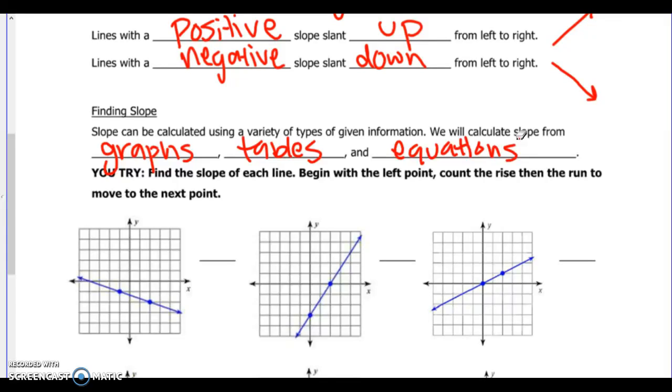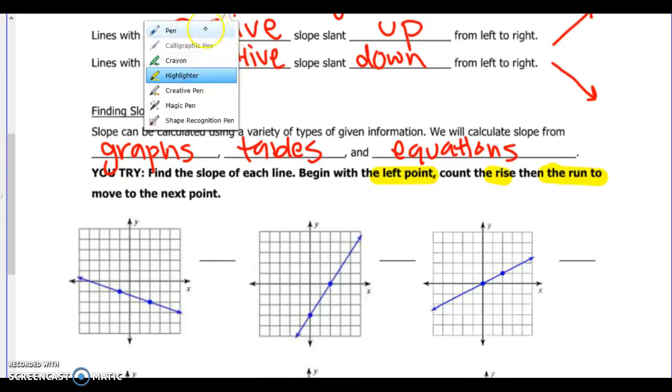So we're going to try this a couple times together. You're going to have a little check-in to complete, and then maybe a couple extra practice problems as well, just to get practicing how we calculate slope. But we're just going to follow these simple instructions that are actually written right here for us. We're going to begin with the left point, so the first point that we come across as we're reading from left to right, and then we're going to count the rise, which is again how it's changing, going up and down, and then the run to move to the next point.